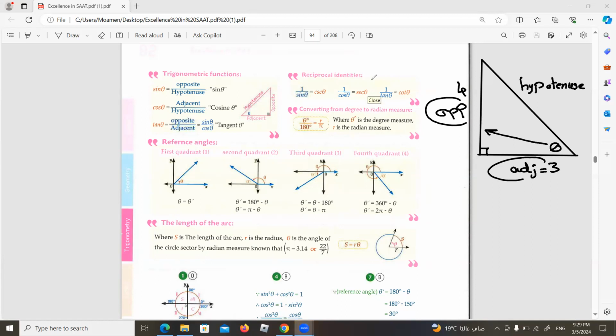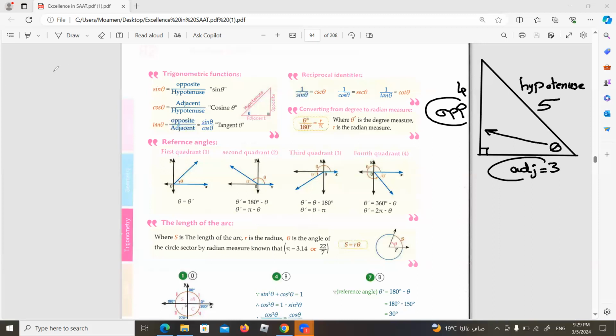Hypotenuse will be equal to what? No, Malak, pay attention. It's a famous triangle. It's equal to 5 directly.